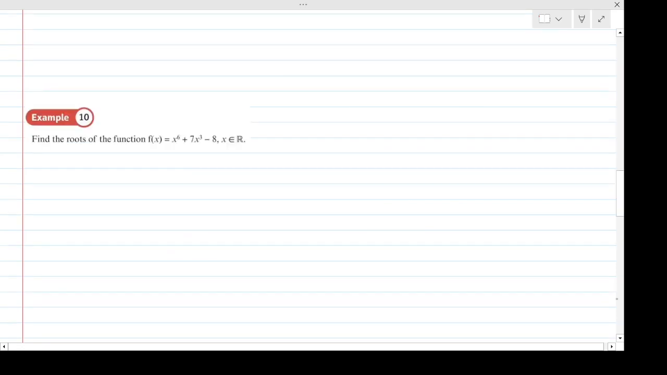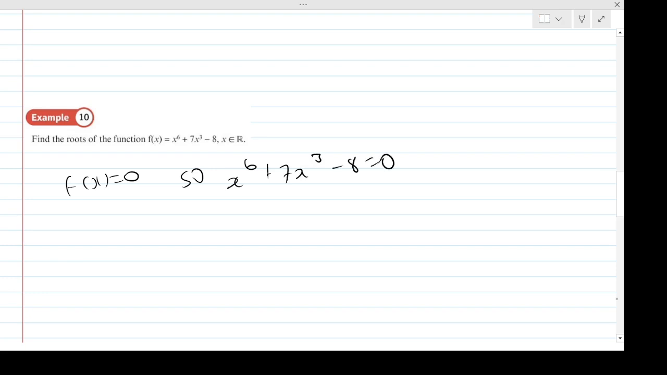Now we have another function and we need to find the roots. That's when f of x is set to 0, okay? So x to the 6, add 7x cubed, minus 8 equals 0. This is a disguised quadratic. I could say u is going to be x cubed. Then we get u squared, add 7u, take away 8 equals 0.